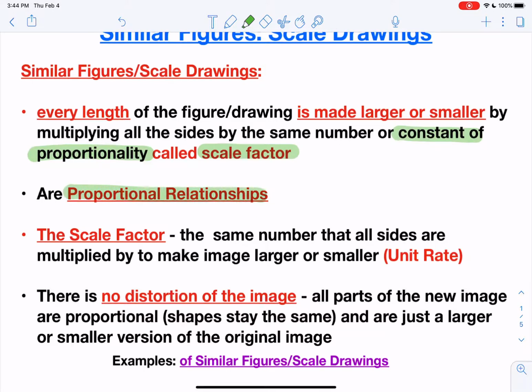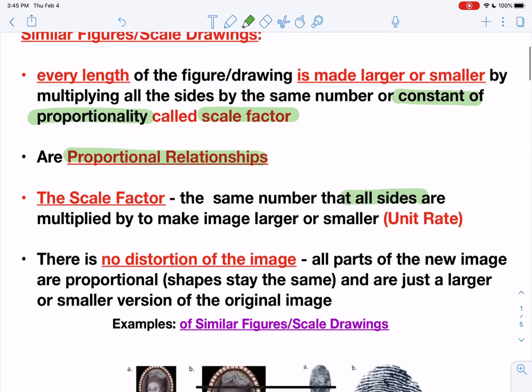The scale factor is that same number that all the sides are multiplied by to make the image larger or smaller. Okay, so once again, the scale factor has to work with all sides, just like the unit rate had to work with all the x and y pairs. The scale factor has to work with all the sides for it to be proportional.